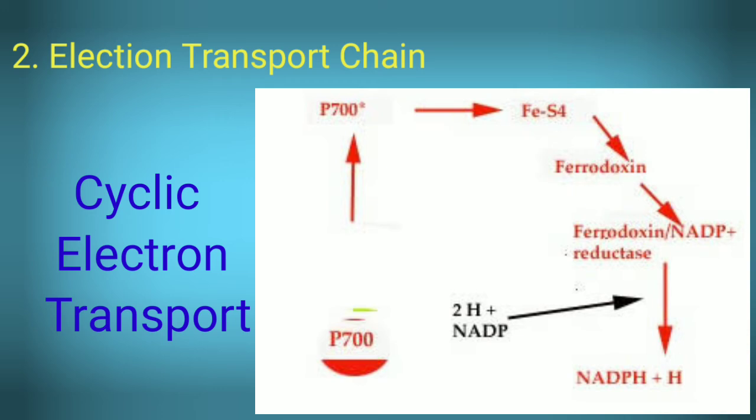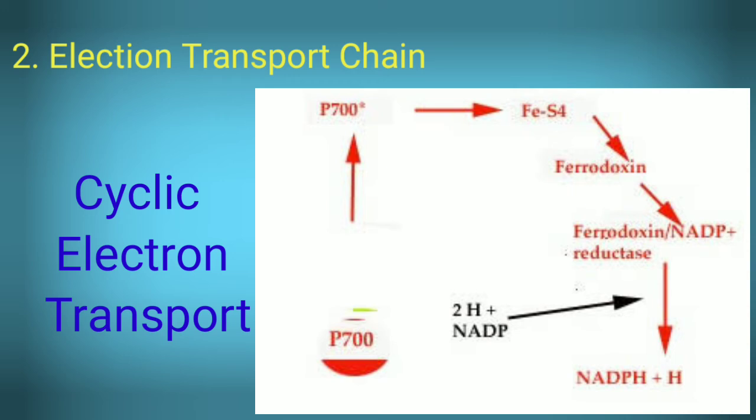So let's come to the diagram now. What will happen in the cyclic photophosphorylation? Cyclic photophosphorylation or cyclic electron transport begins with PS1. The process takes place in chlorophyll A700, which is the light harvesting complex, which absorbs the solar energy with the P700 reaction center.